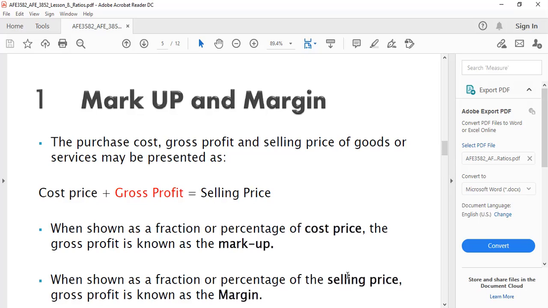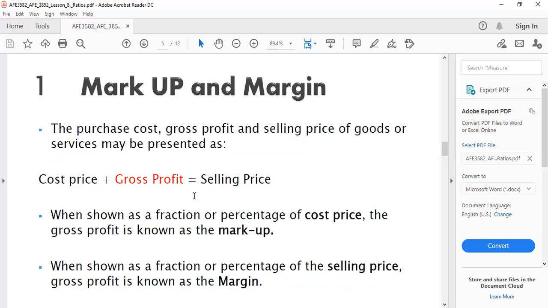Now let's go to markup and margin. So markup is defined as the percentage of gross profit over cost of sales. Cost price is just the same as cost of sales. So markup is defined as a percentage of gross profit over cost of sales. So when you show a fraction or percentage of cost price, the gross profit is known as the markup.